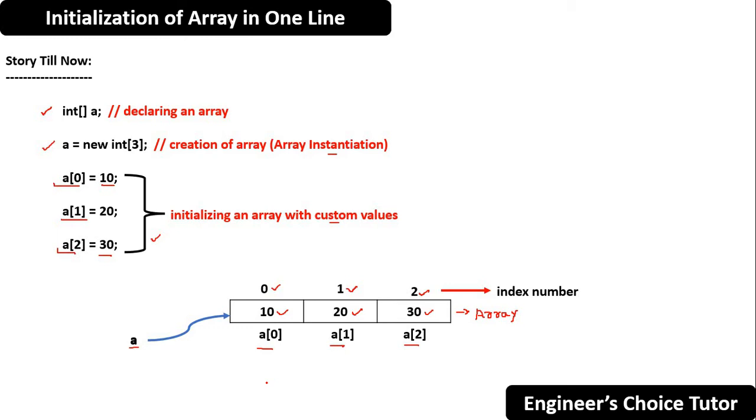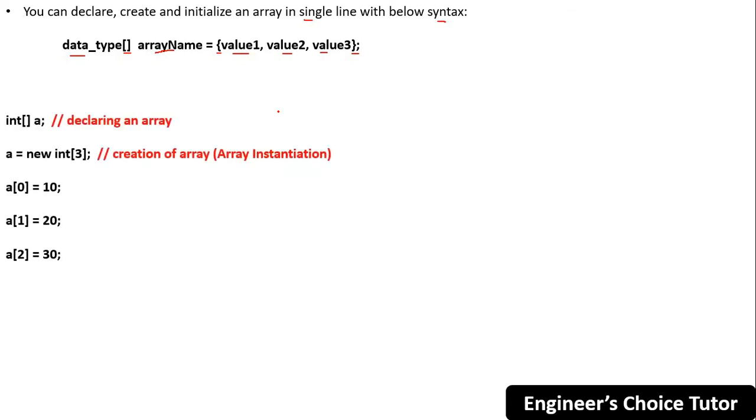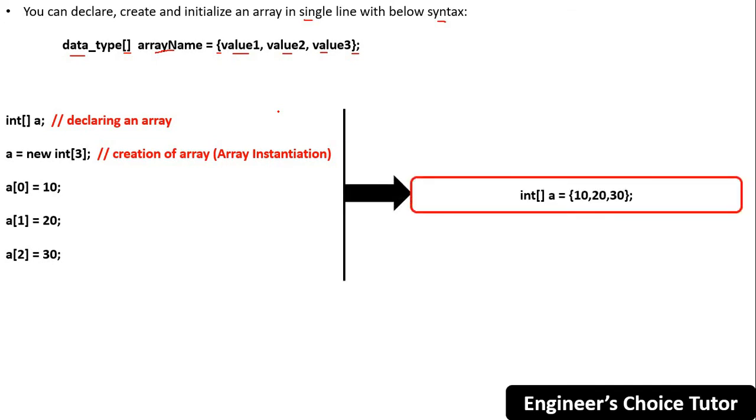Now, you can declare, create and initialize an array in a single line with the below syntax. What is that syntax? The syntax is like this. You have to provide the data type name, then square brackets, then the array name, and inside the curly braces you have to pass the values of the elements that you want in the array, right? So for example, you have done these three steps. Instead of these three steps, what can we do? What is the shortcut way? The shortcut way is this. Simple.